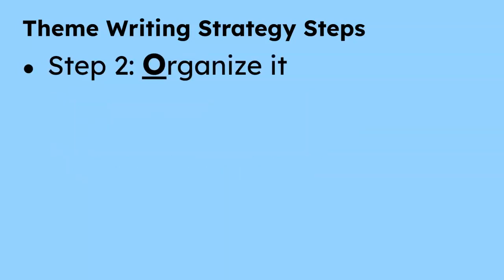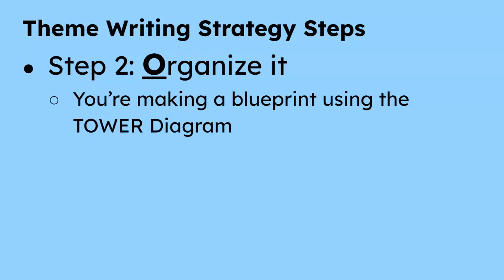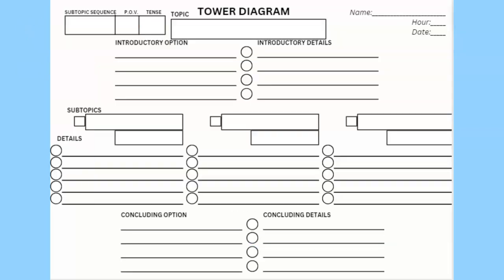The second step of the tower strategy is organize it. In this step, you take your ideas and put them into an organized form. When anyone is planning to build a tower or another kind of building, they're going to make a blueprint. When you are writing a theme, you are also going to make a blueprint, but you are going to be making a blueprint that we're going to call a tower diagram.